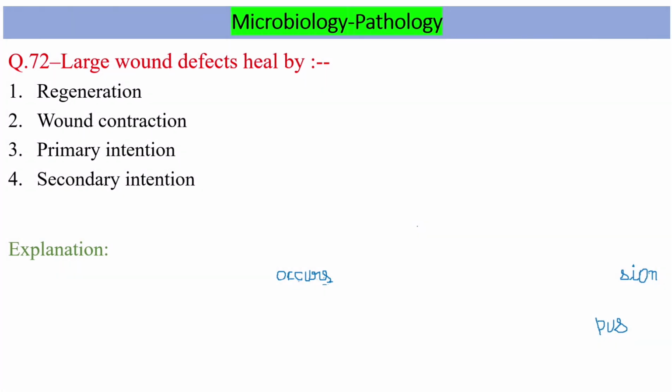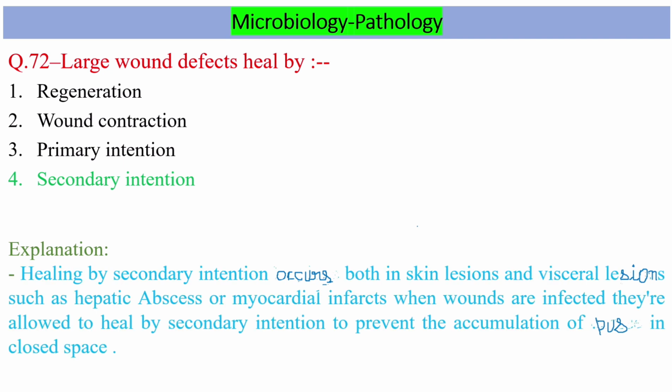Large wound defects heal by regeneration, wound contraction, primary intention, secondary intention. Correct option is secondary intention. Healing by secondary intention occurs both in skin lesions and visceral lesions, such as hepatic abscess or myocardial infarcts. When wounds are infected, they are allowed to heal by secondary intention to prevent the accumulation of pus in a closed space.